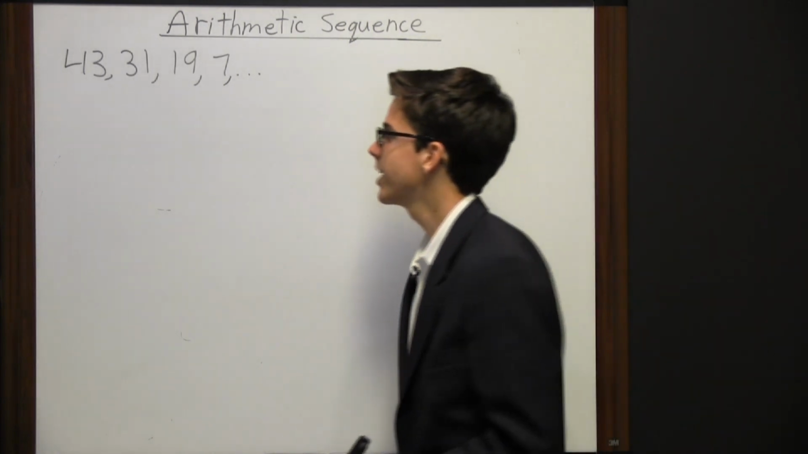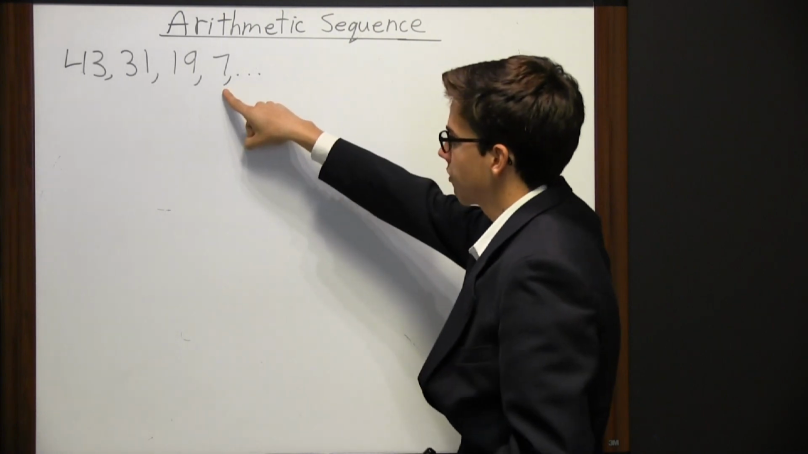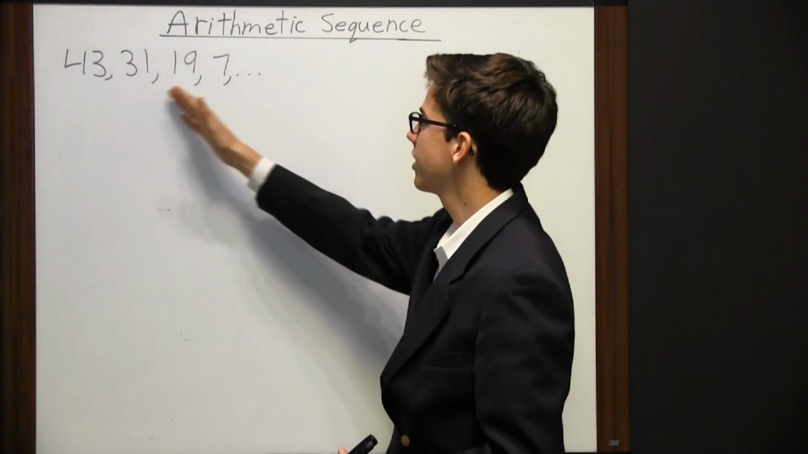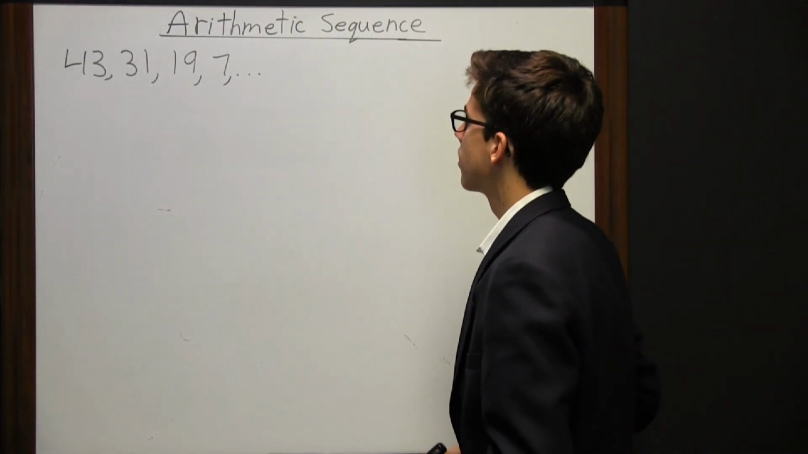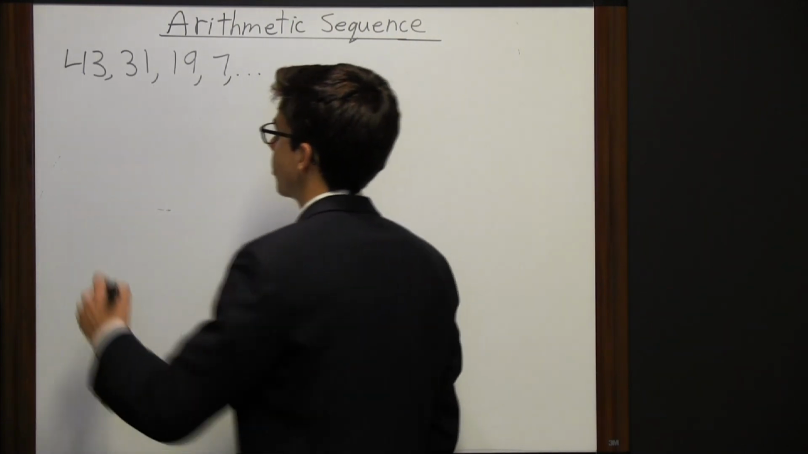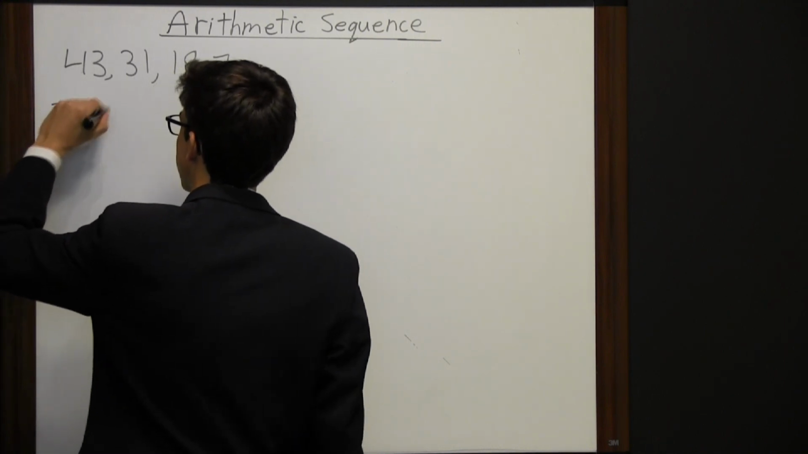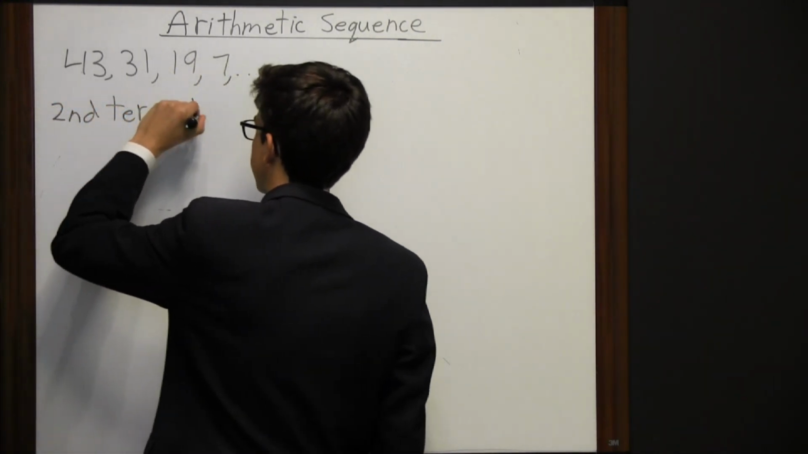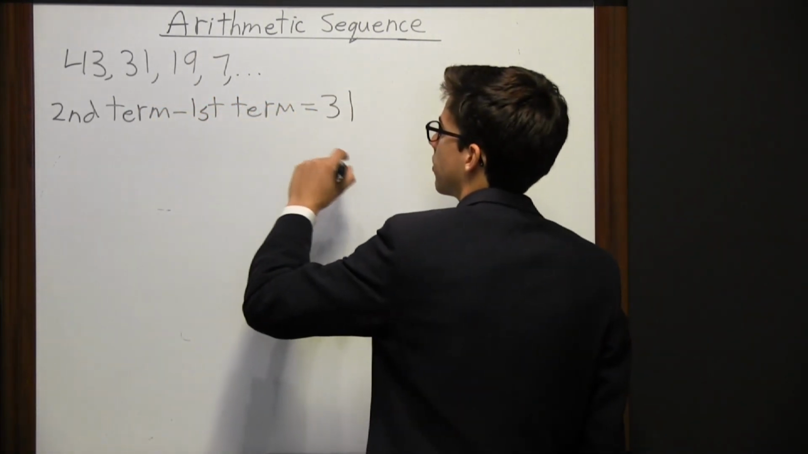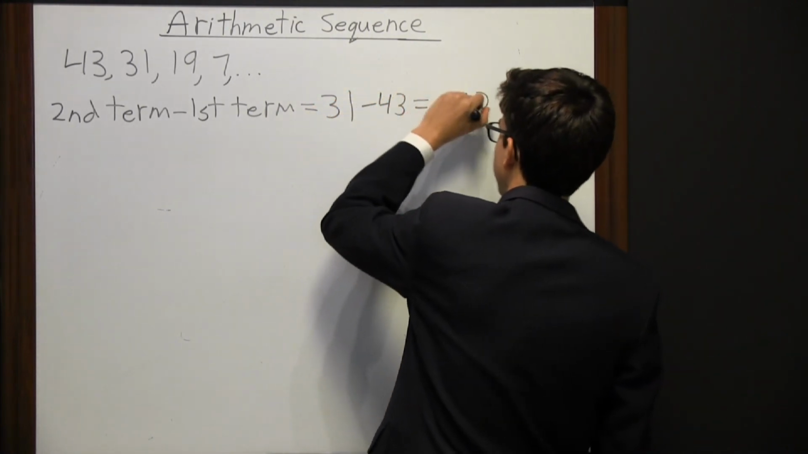Up here on the board, we have a sequence of numbers: 43, 31, 19, and 7. But notice after this comma, we have dot, dot, dot, meaning there's more numbers after it. And so if we were going to continue this string of numbers, then we are going to have to figure out what the pattern here is with these numbers. So what we're going to do here is take this second term right here, and do the second term minus the first term. So the second term is 31 minus the first term, which is 43, which gives us negative 12.